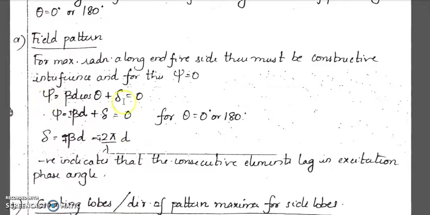So you can equate psi to 0, and we know that psi is equal to beta d cos theta plus delta. And the maxima will be at theta equal to 0 and 180 degrees. So substitute that, you will get psi is equal to plus or minus beta d plus delta is equal to 0. From that you will get delta is equal to minus or plus beta d. And you know that beta is equal to 2 pi by lambda. Okay. So you will get delta is equal to plus or minus beta d.